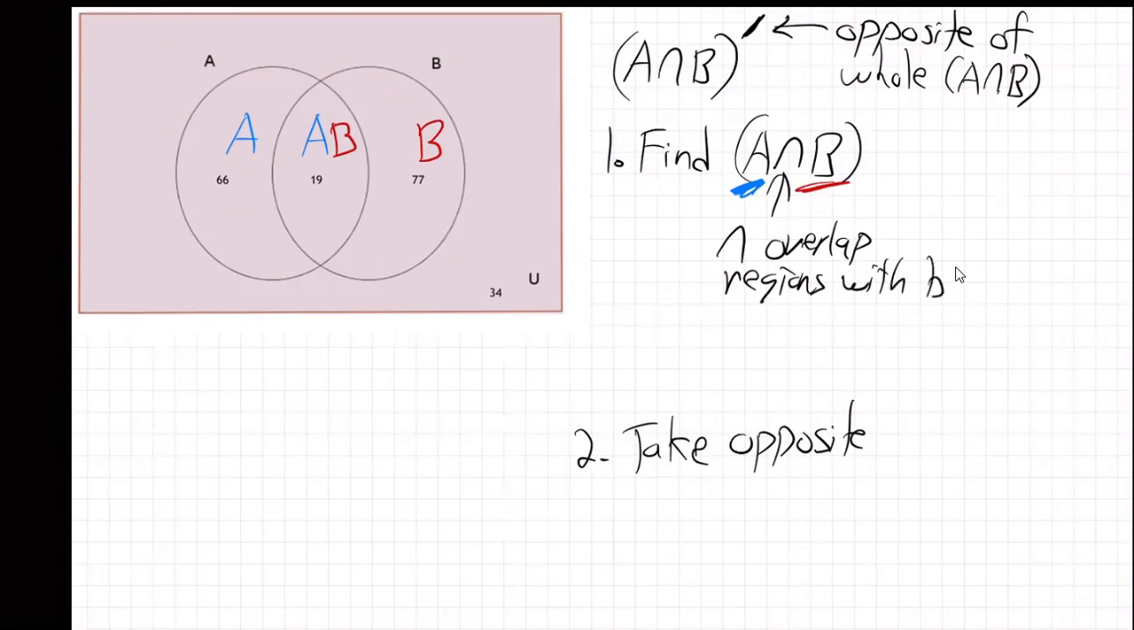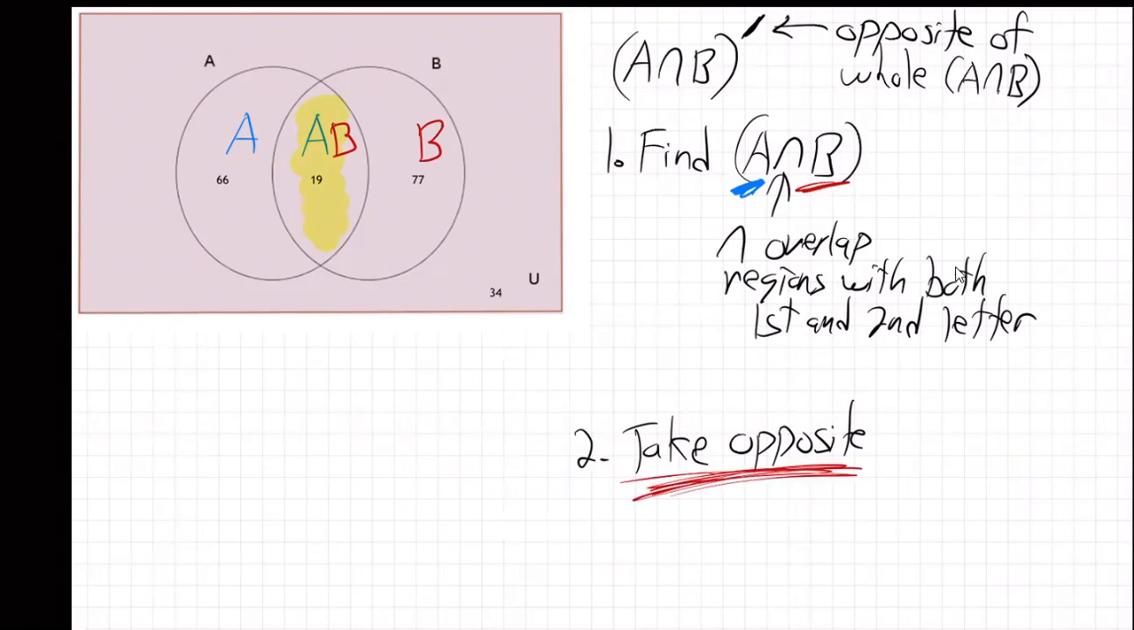with both first and the second letters. So that's just the middle, right? That's just the middle. But that's not our final answer, is it? Final step, take the opposite. So that middle is the overlap. But then in the end, we're supposed to take the opposite of that. So that would mean all other regions.